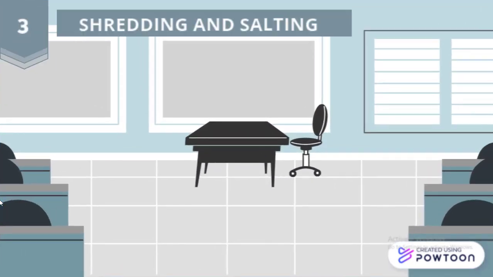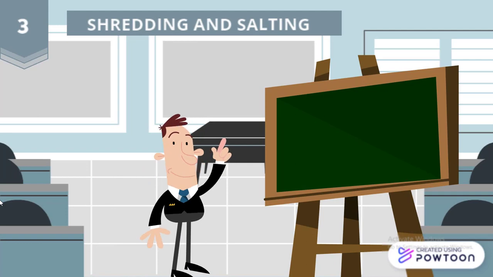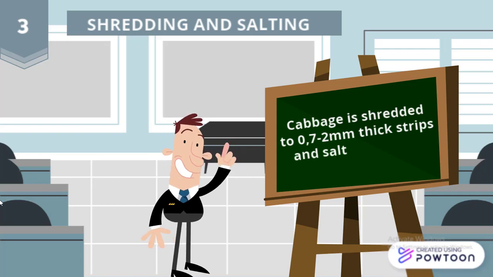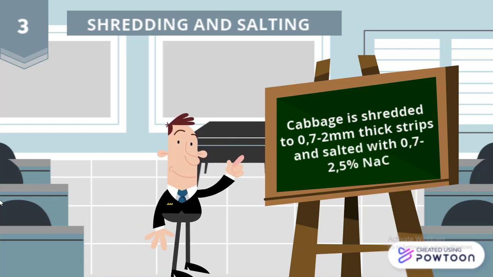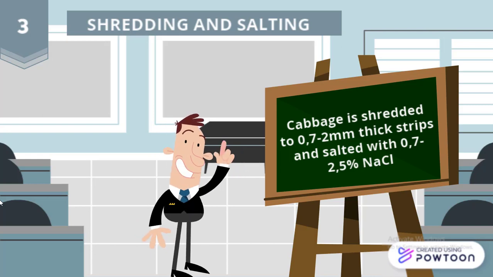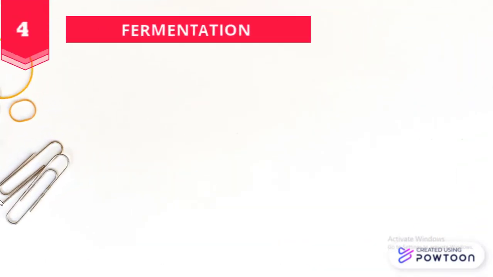The third step is shredding and salting. The addition of salt is necessary for the development of anaerobic conditions during fermentation and for inhibiting the growth of spoilage microorganisms, and to activate the endogenous pectinolytic enzyme responsible for cabbage softening. The next step is fermentation.